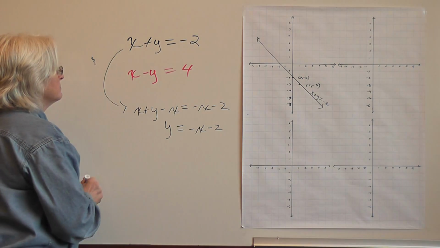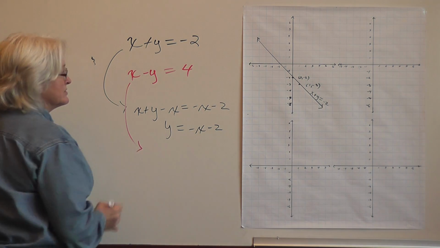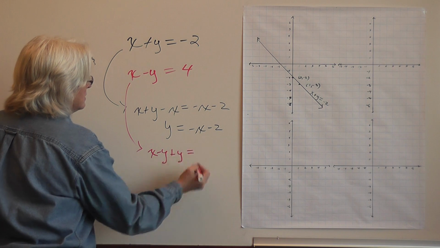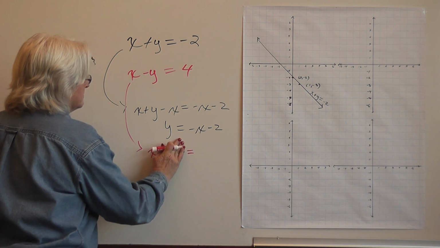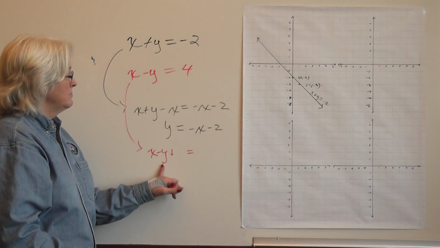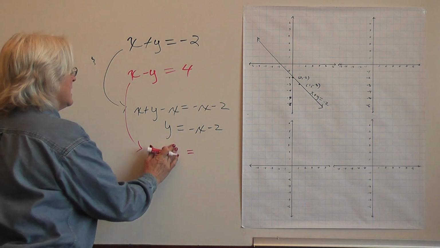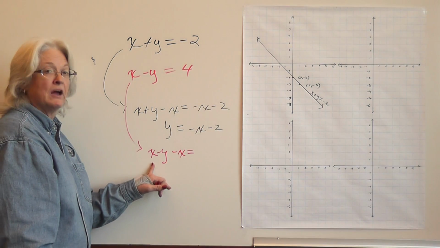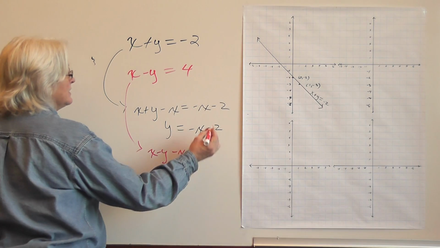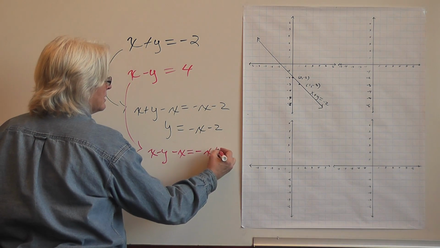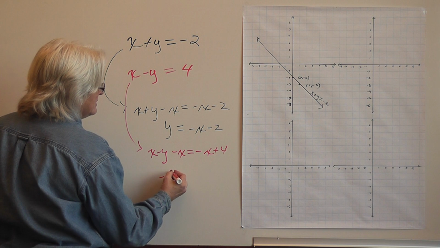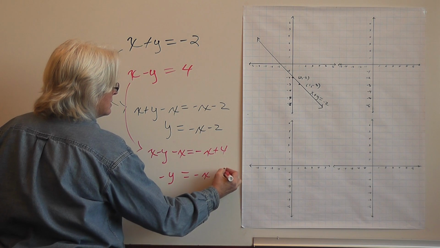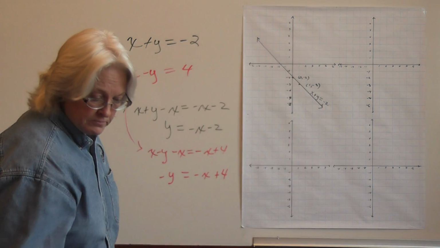So what do we have to do? We have to solve for y once again. x minus y plus y, whoops, I'm sorry, x minus y minus x, because we are solving for y. So we have to subtract an x from both sides of the equation, minus x plus 4. And you have negative y is equal to a negative x plus 4.